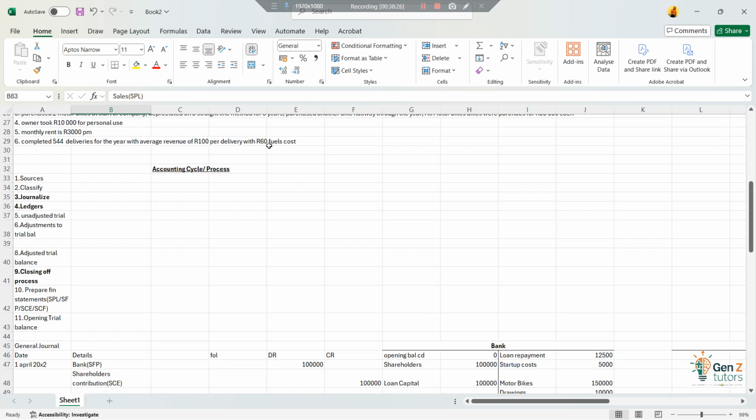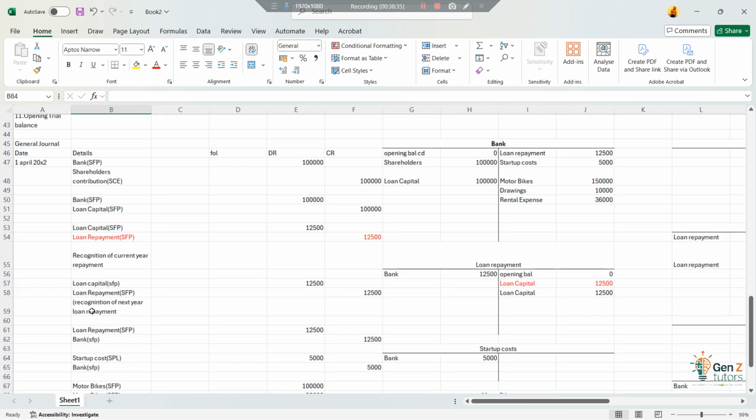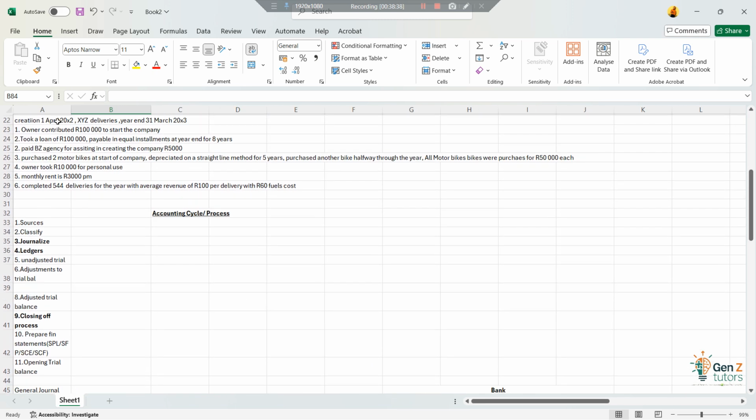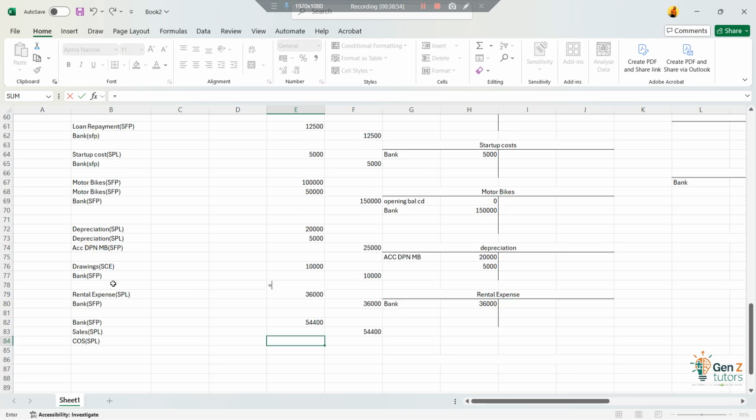Then you see sales. Now also you have to remember sales are on the credit side, since income increases on the credit side, and it means that we actually received money in our bank account. Since we are assuming that nothing was sold or delivered on credit, then you say SFP. Then you go in there.